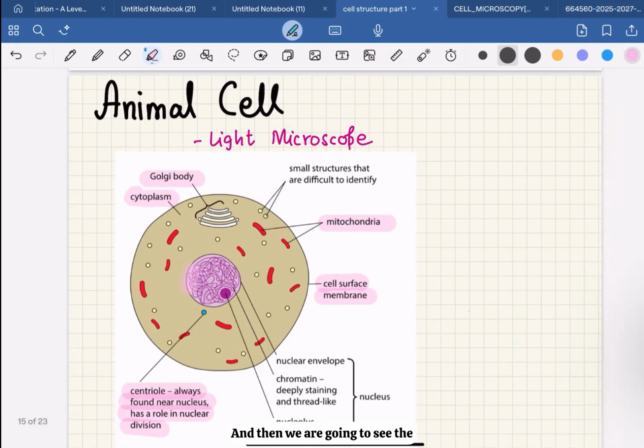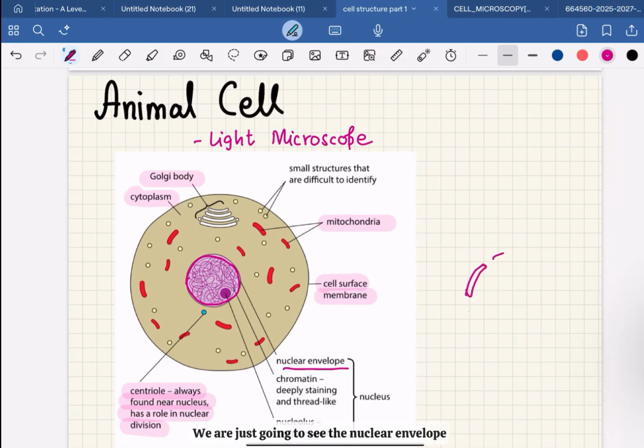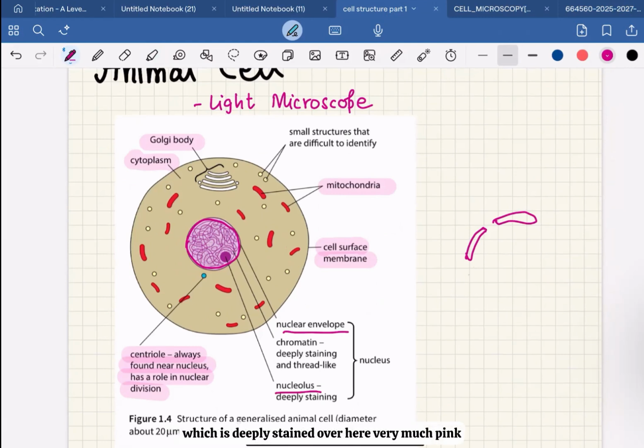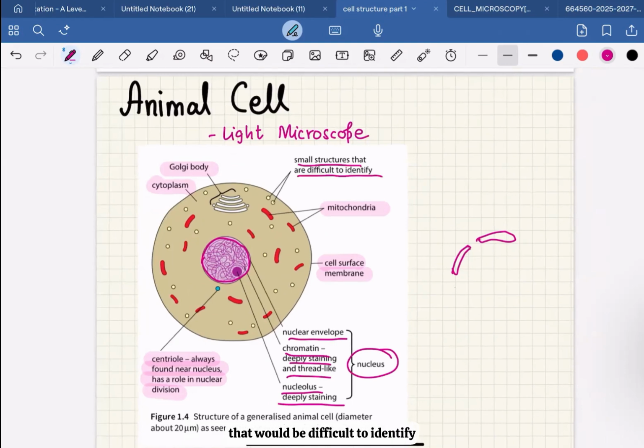And then we are going to see the most important control center of the cell, which is the nucleus of the cell. We are going to see that the nucleus is basically bounded by a nuclear envelope, but we are not going to see the nuclear pores over there. We are just going to see the nuclear envelope, and then we are going to see the nucleolus, which is deeply stained over here, very much pink or purple you can say. And then we are going to see the chromatin threads over here. So this is what the whole nucleus will look like under the light microscope. Also, you are going to see some small structures that would be difficult to identify.